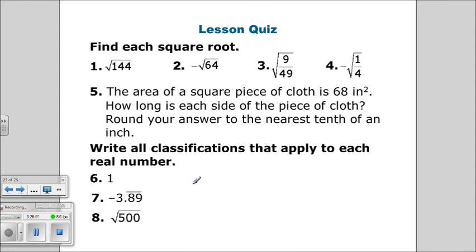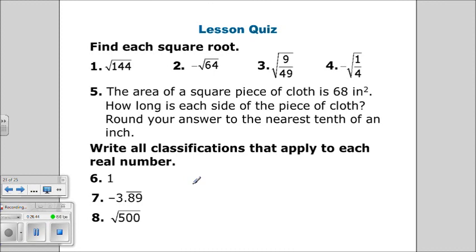Negative half. So the area of a square piece of cloth is 68 inches squared. How long is each side of the piece of cloth? Round your answer to the nearest tenth of an inch. In this case, think about it. How can we calculate it? The area of the square piece of cloth is 68. It's close to what? 68 is close to 64, right? Close to 64. It means 8.